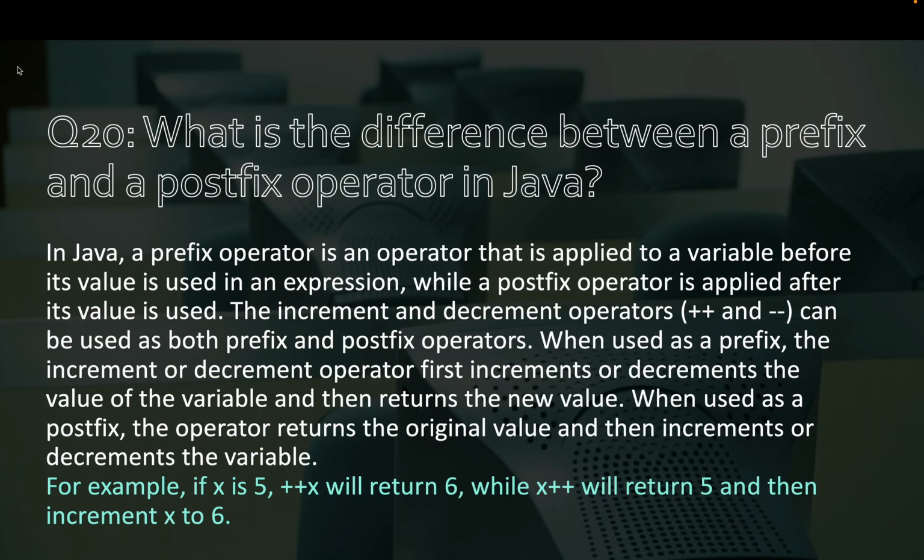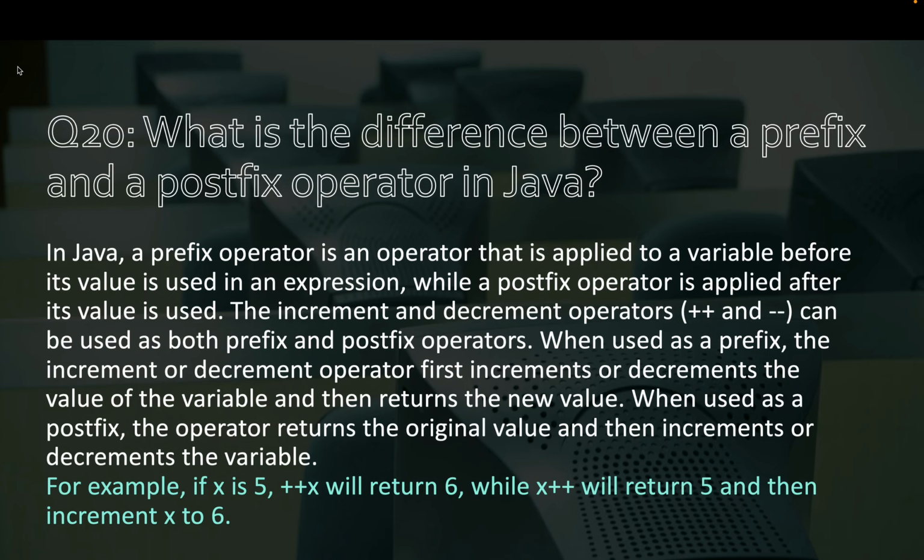And here we are with the final question, question number 20. What is the difference between a prefix and a postfix operator in Java? In Java, a prefix operator is an operator that is applied to a variable before its value is used in an expression, while a postfix operator is applied after its value is used. The increment and decrement operators can be used as both prefix and postfix operators.